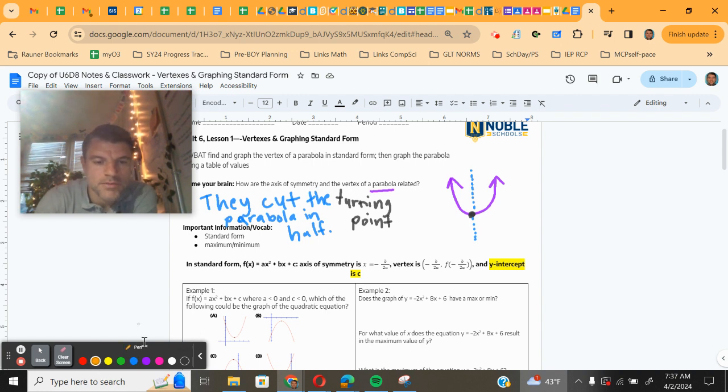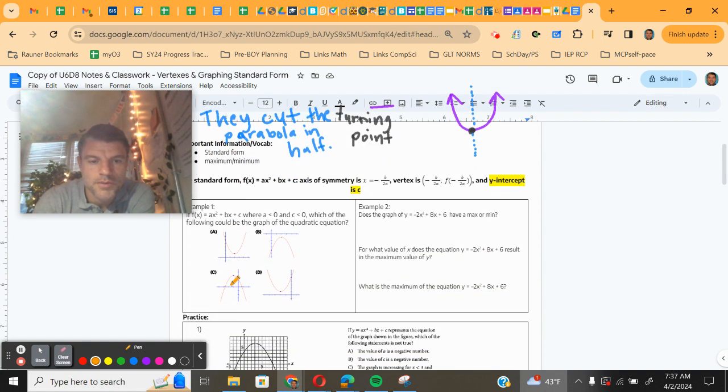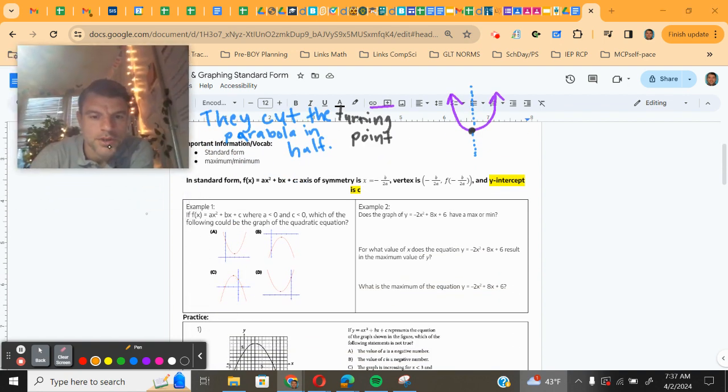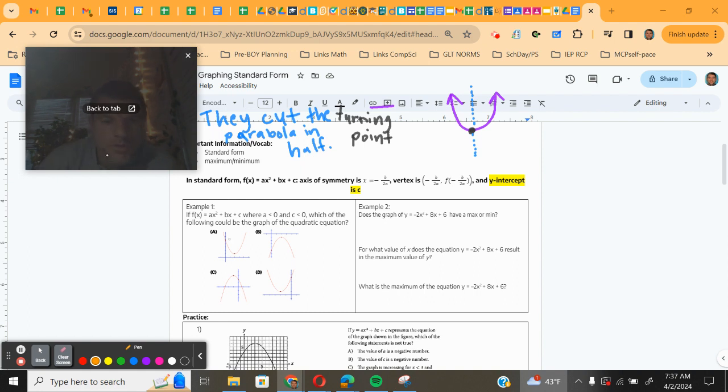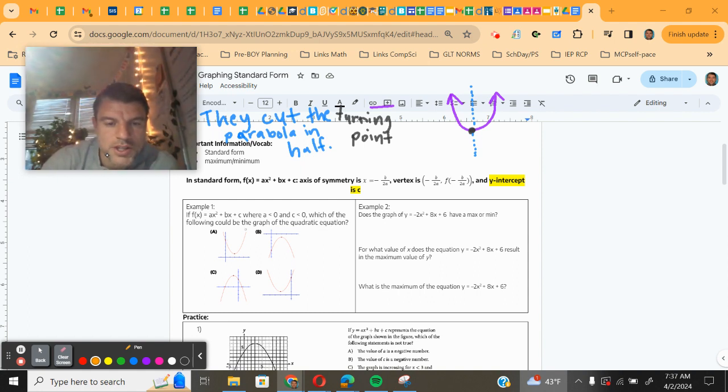We have standard form to go over. We have an example here with lots of letters. Which of the following could be the graph of this quadratic equation? Okay, so we know that if a is less than 0, it's going to be negative. If c is less than 0, it's also going to be negative. So if this is negative and this is negative, which could our graph be? Well, here's something new. The c value is always going to be your y-intercept.